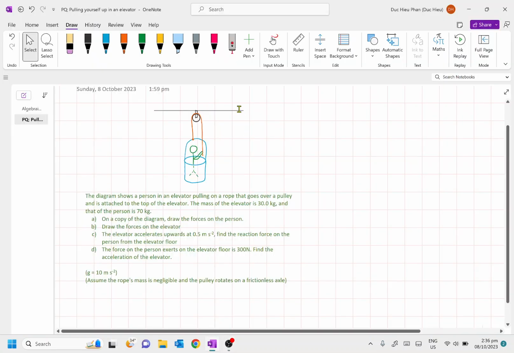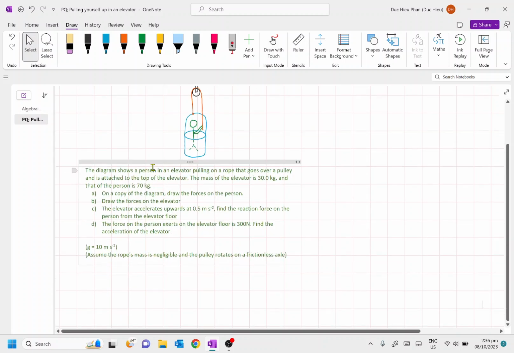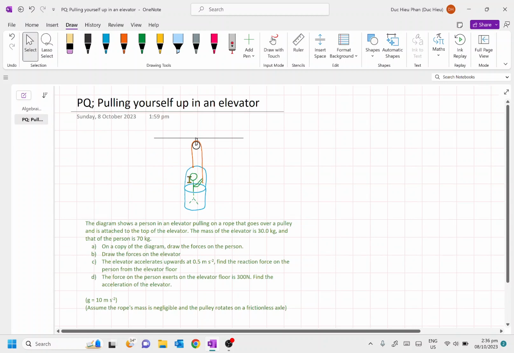Hello everyone. We're going to be doing this question where there's a person inside an elevator and he's pulling himself up with a rope. All right. So the person weighs 70 kilos and the elevator weighs 30 kilos.